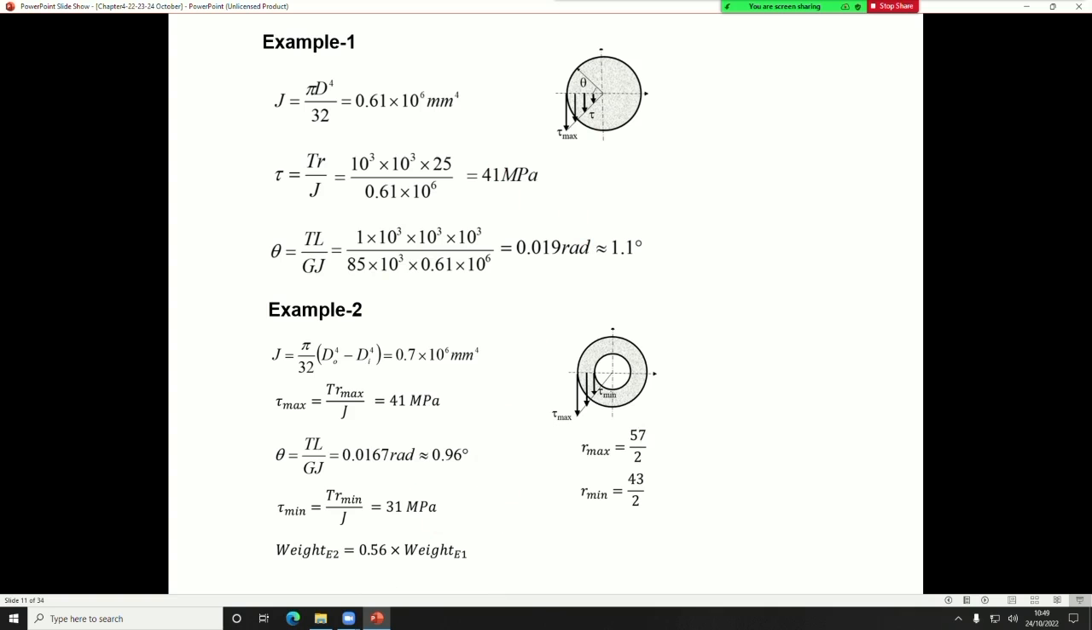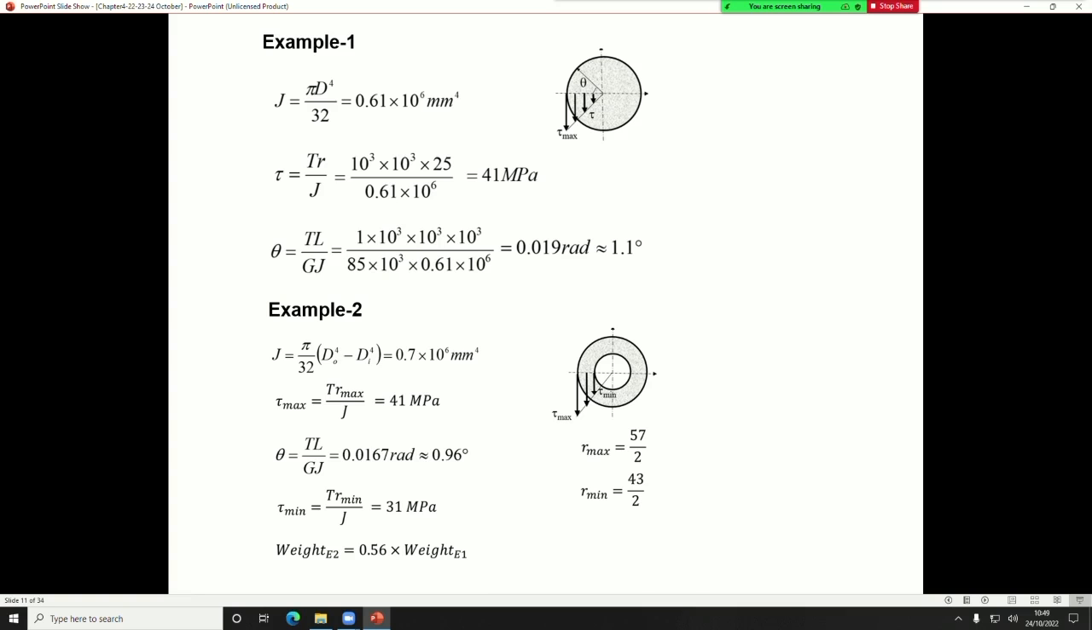As an engineer, which one would you choose? The top one or bottom one? How many of you think the bottom one is more attractive? You think it's bottom one? Excellent. So the bottom one has an optimized weight. It carries the same maximum stress. It has even a lower angle of twist. It means it has a higher stiffness than the top one, and the weight is half the top one.